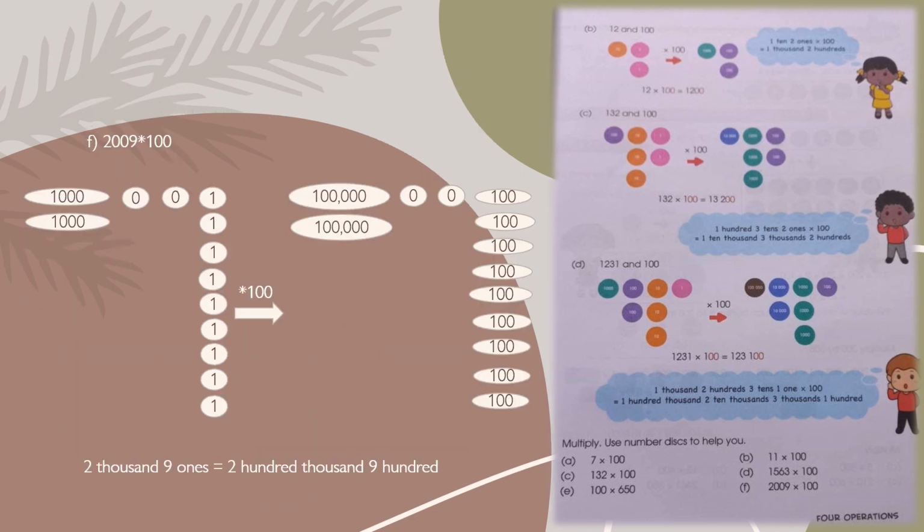In part F, we have 2009 multiplied by 100. So we have 9 ones, 0 tens, 0 hundreds, and 2000. When 1000 is multiplied with 100, it becomes 100,000. So we have 200,000, 0 will be 0. And when 1 is multiplied with 100, we have 100, so we have 900. So for 2009 ones, we have 200,000 and 900.